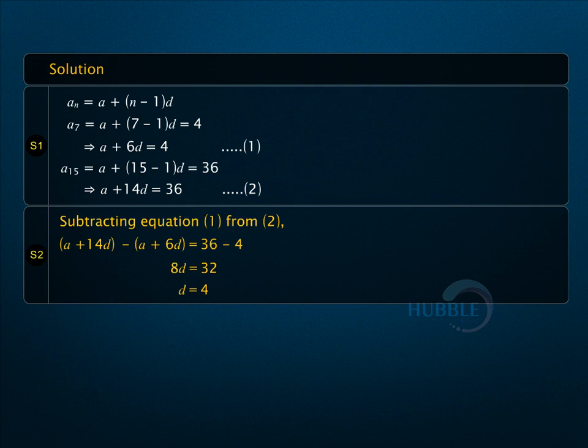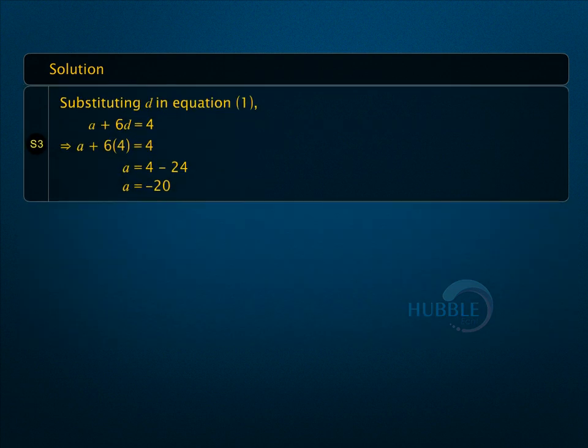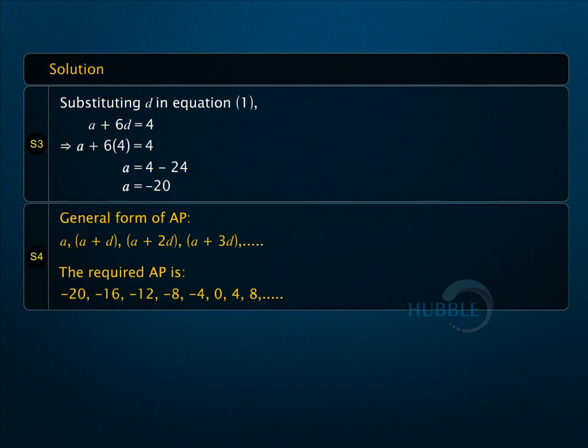Next, we find the value of d by subtracting the two linear equations. We substitute the value of d in one of the equations to find the value of a. Now, we use the general form of AP and substitute the values a and d to write the required arithmetic progression.